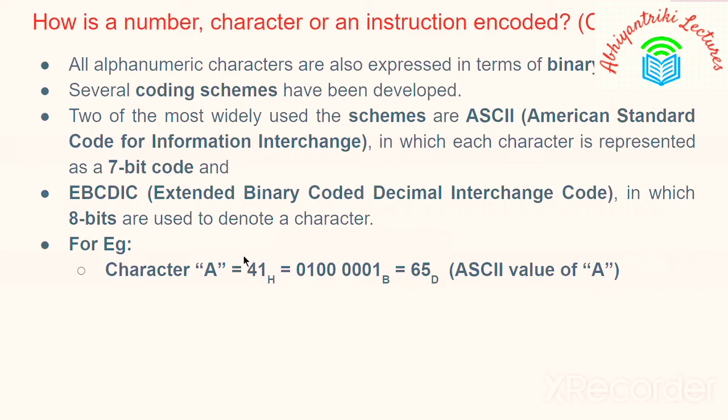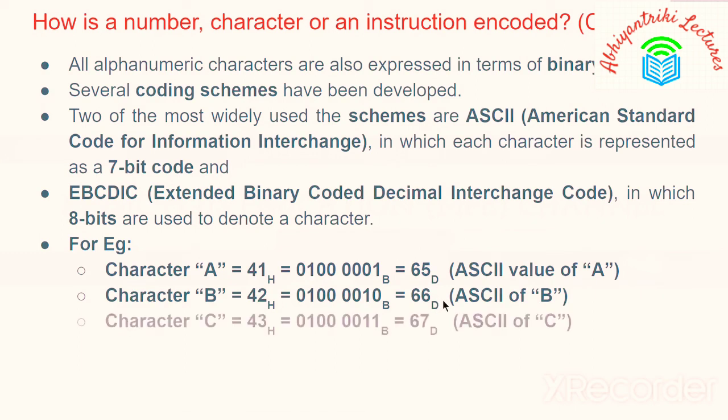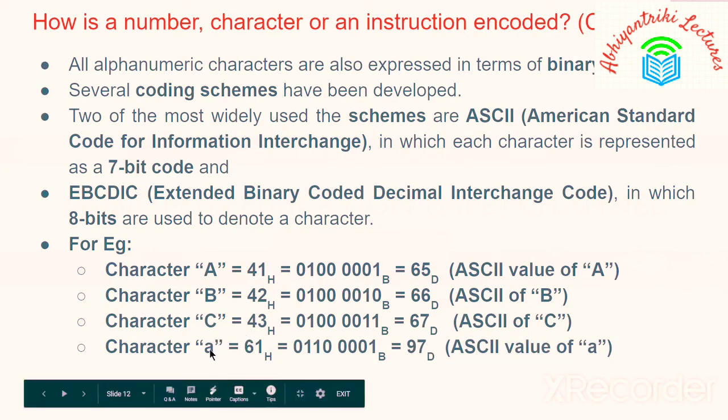Next, capital B, 42H, converted to binary. Capital C, 43H, and lowercase a, 61H and 97D. This is the ASCII value of lowercase a, 61H or 97D. Character B, what is it? Please comment below.